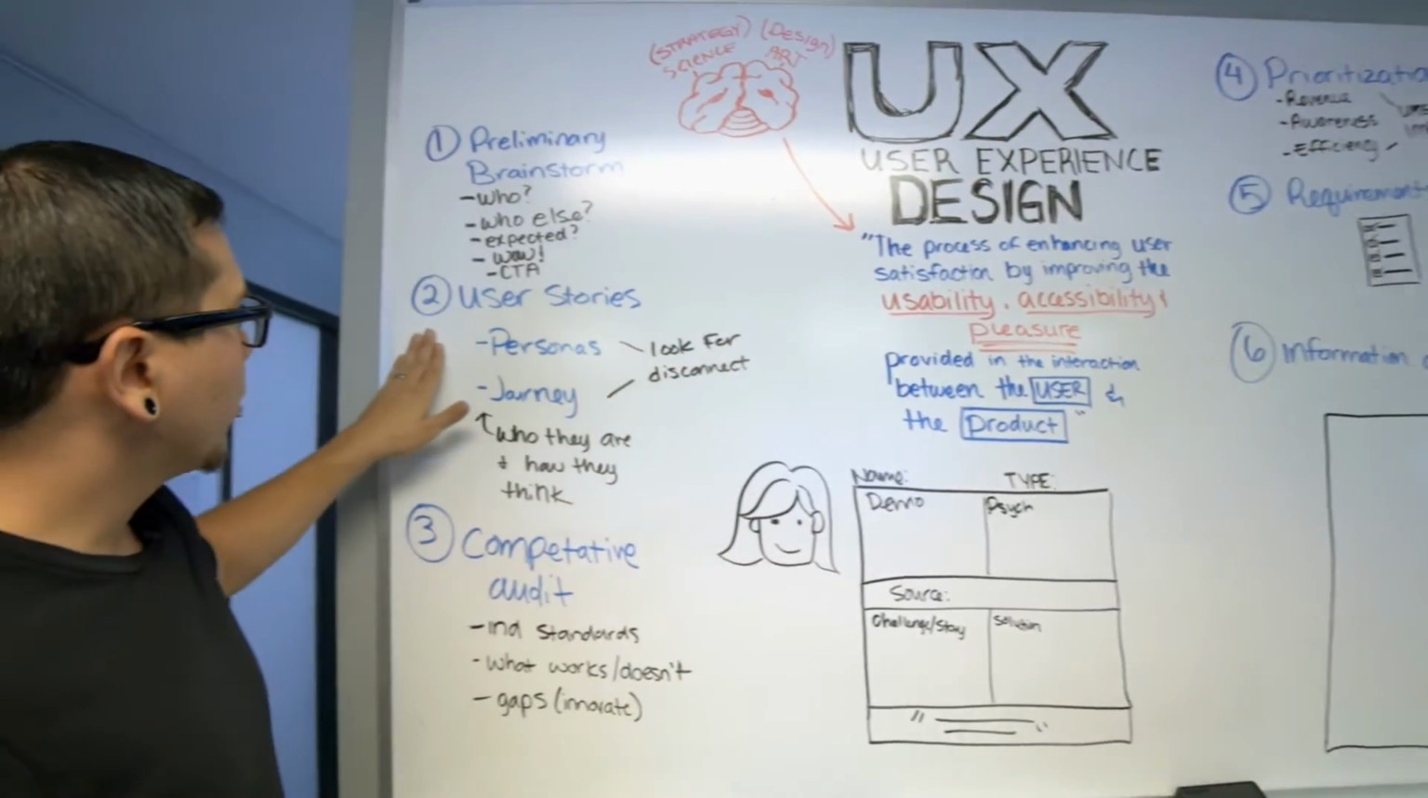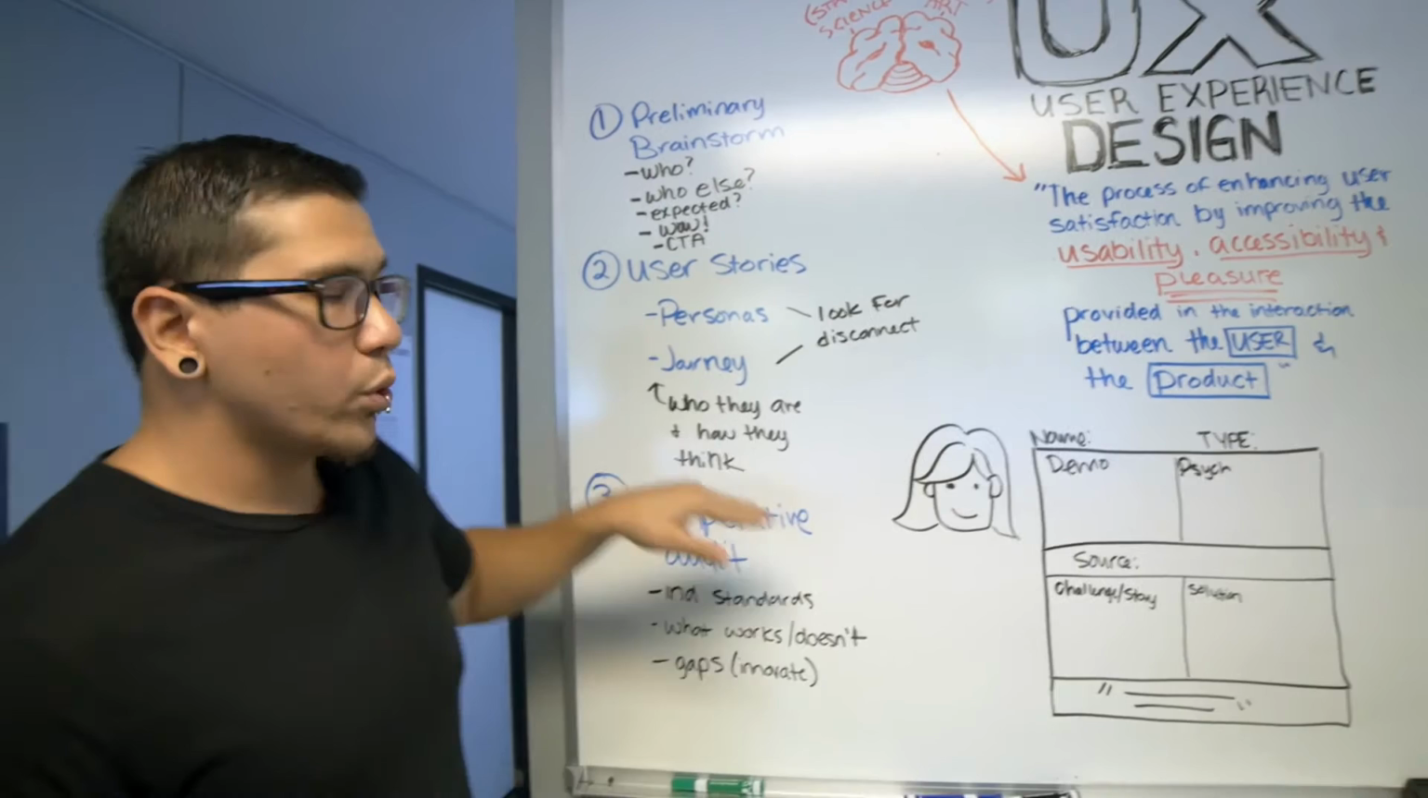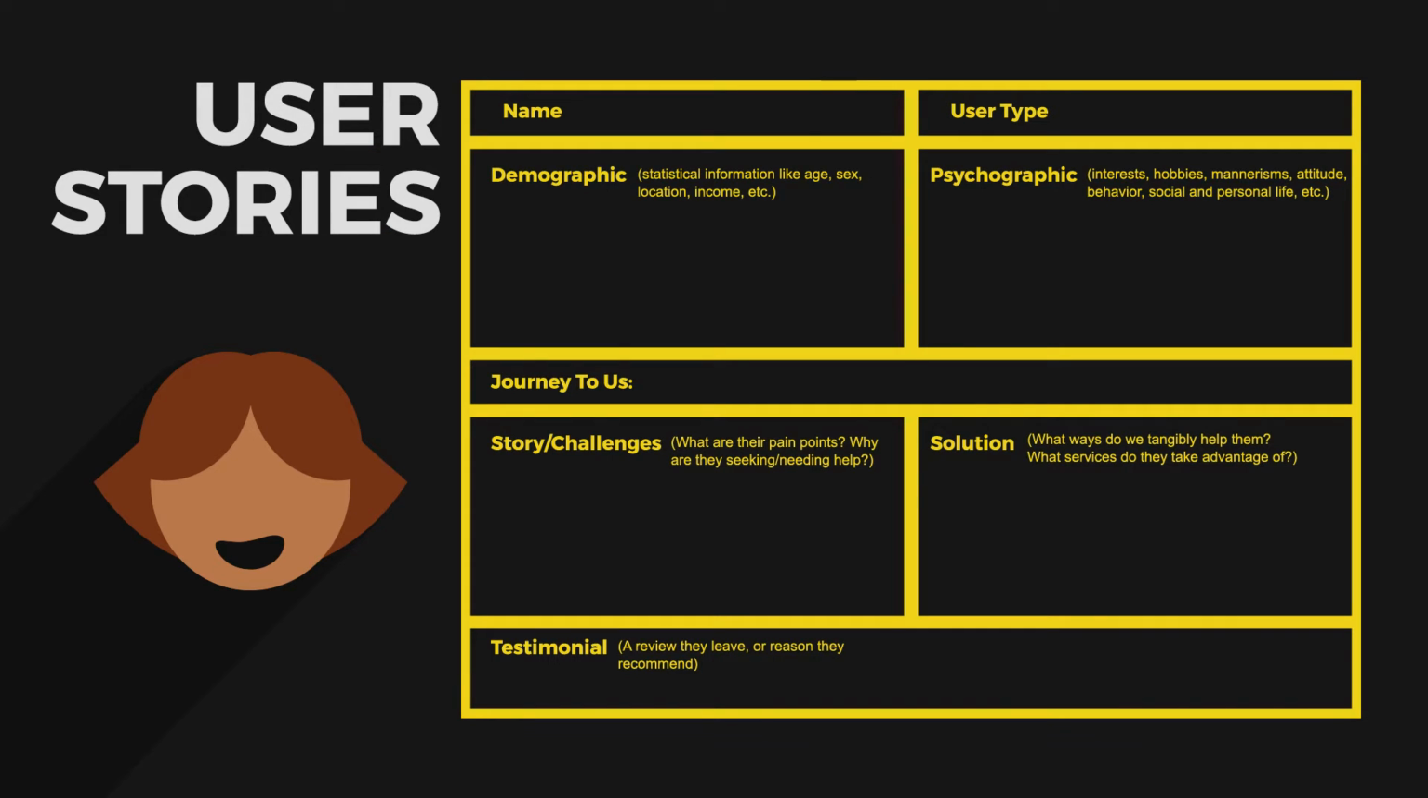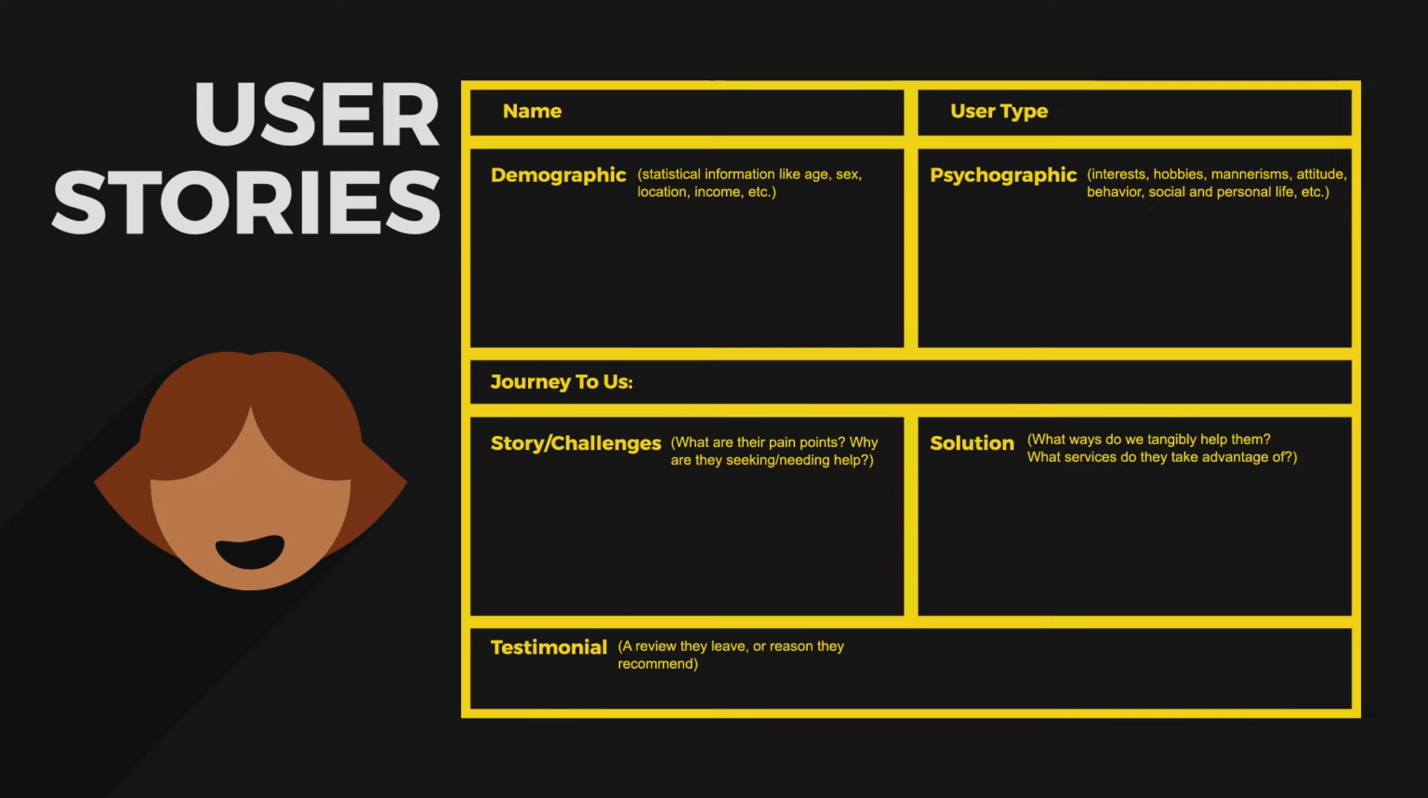The first part, number 2, is user stories. Now, user stories, I split it up into 2 parts: personas and the user's journey. This is Sally, and I might put an actual picture of Sally, what I think Sally might look like. We'll name Sally, give her a user type. Is she a vendor? Is she a customer?